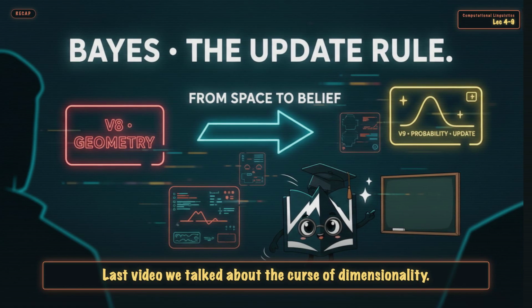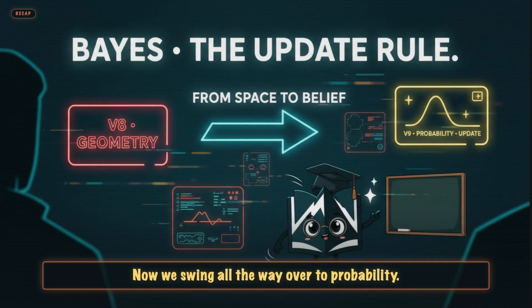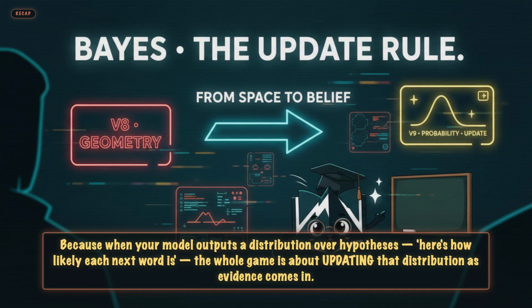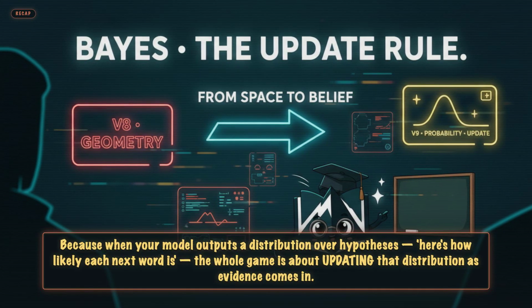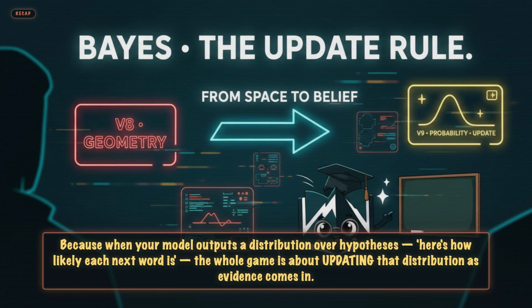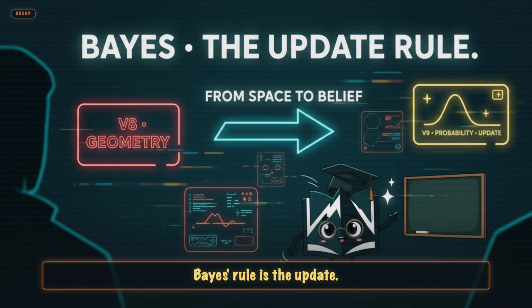Last video we talked about the curse of dimensionality, geometry gone wrong. Now we swing all the way over to probability. Because when your model outputs a distribution over hypotheses, like how likely each next word is, the whole game is about updating that distribution as evidence comes in. Bayes' rule is the update.